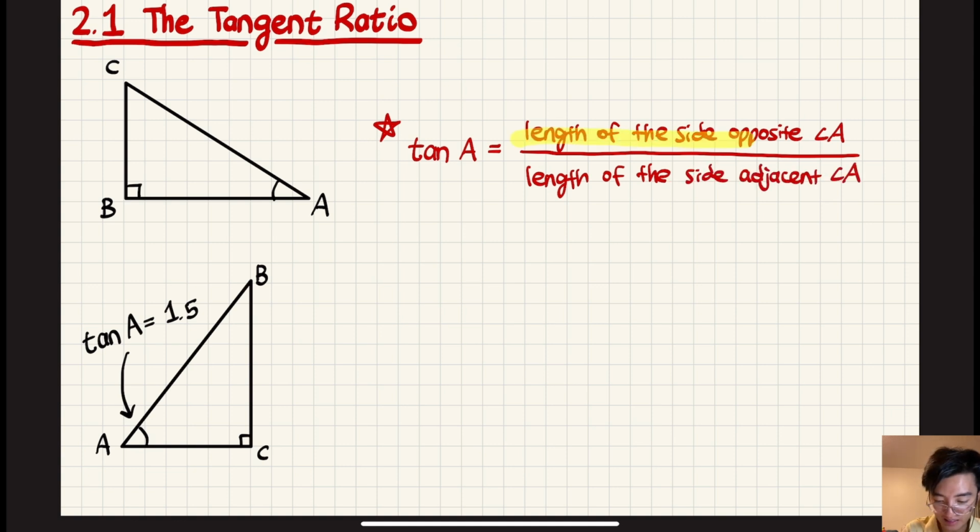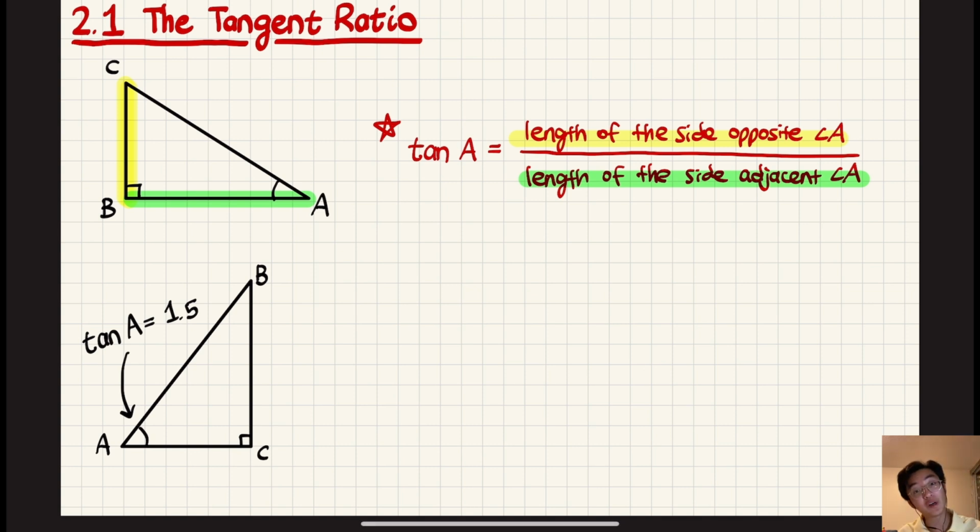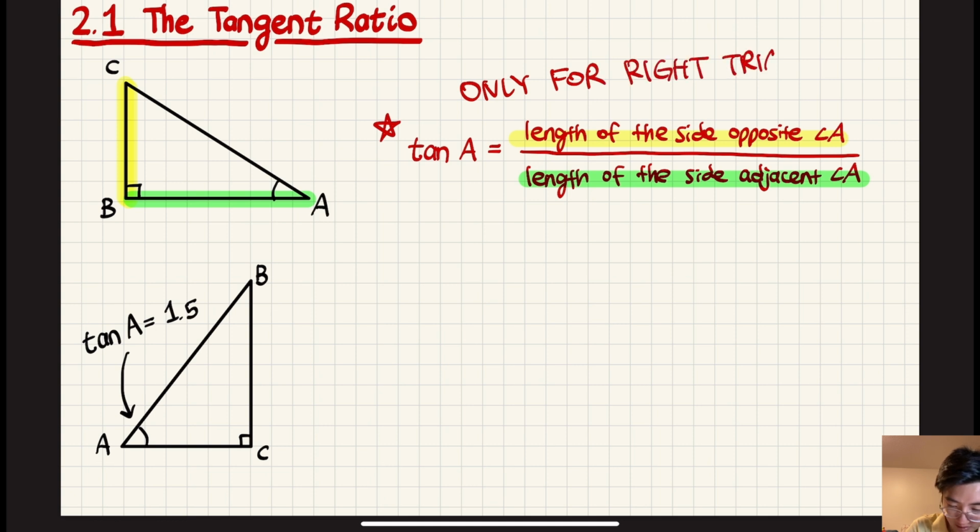In this case, the length of the side opposite to the angle A is this side right here, over the length of the side adjacent to the angle A, which is this side right there. That's pretty much all it is. All we are saying is we pick an angle, and we take the length of the side opposite to it over the side that is adjacent to, or connected to, the angle. So it's pretty much a simple division. Let's go over some examples. Or I guess I should note: only, in all caps, only for right triangles.